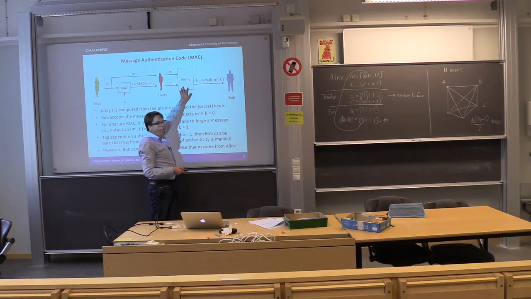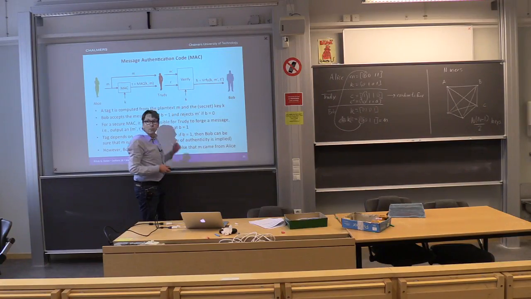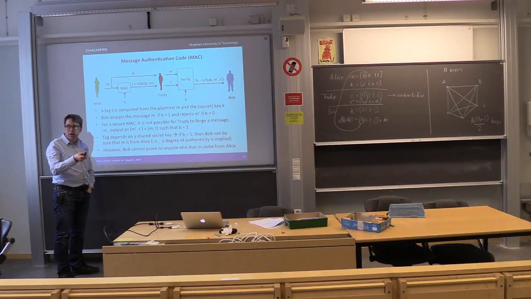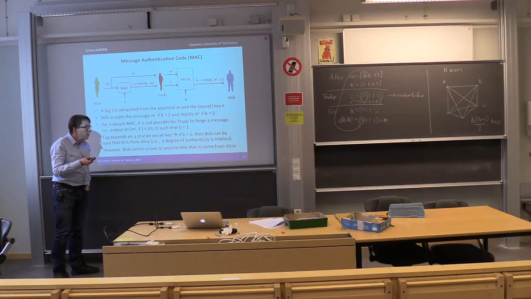Bob has access to a verification algorithm that takes as input the secret key and whatever message and tag it received. It then outputs a decision B, which could be 0 or 1: 1 if everything is okay, 0 if it's not okay. So Bob will accept the message M prime if B happens to be 1, if the verification says it's okay. That's the main setup here.